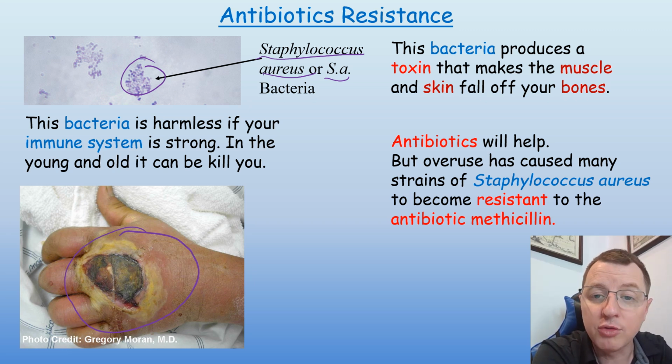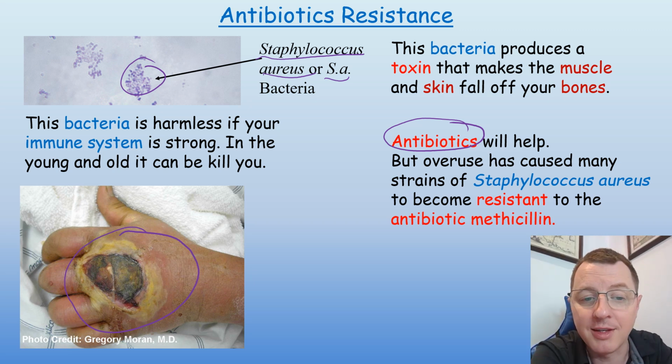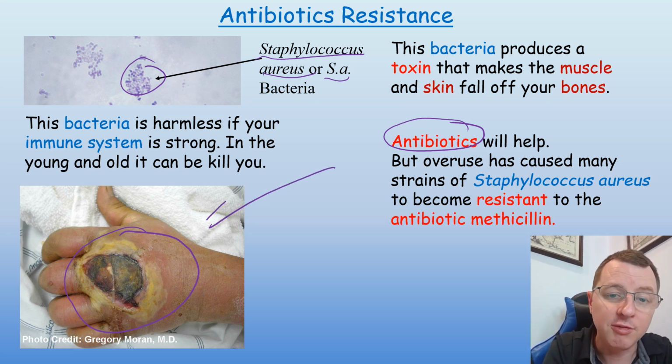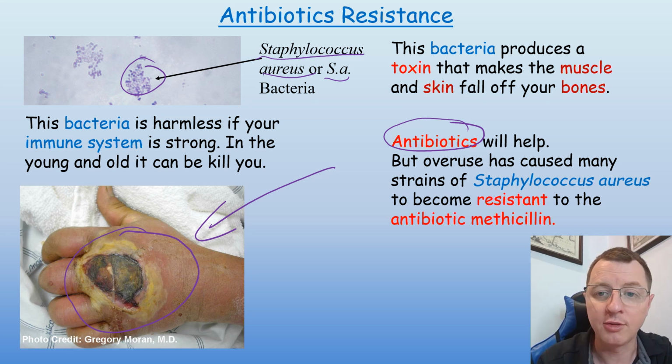So, of course, doctors can prescribe you antibiotics to destroy the Staphylococcus aureus bacteria that's giving you these infections. However, overuse of a particular antibiotic called methicillin has caused most of the strains of Staphylococcus aureus to become resistant to this antibiotic methicillin, and so producing a new strain known as MRSA.